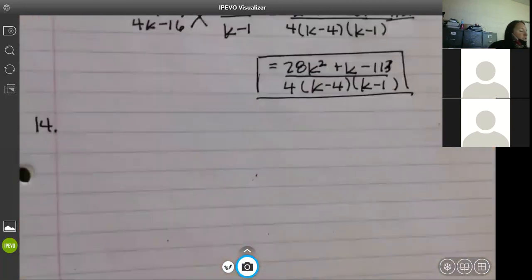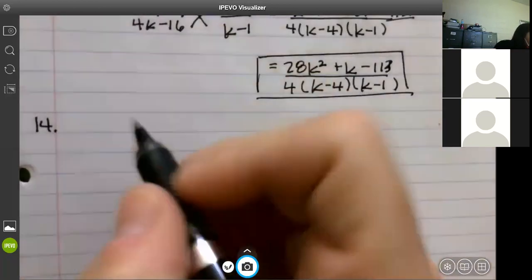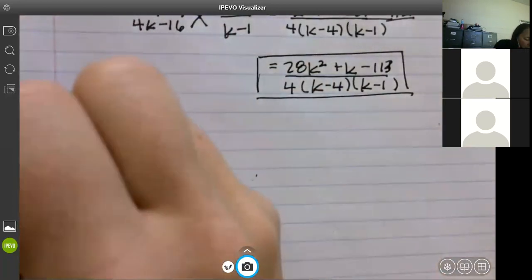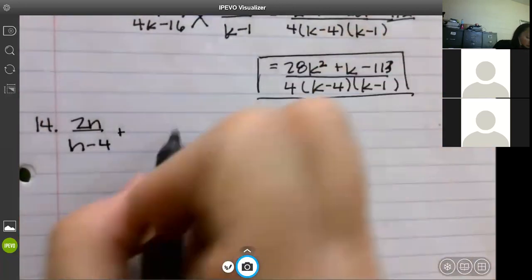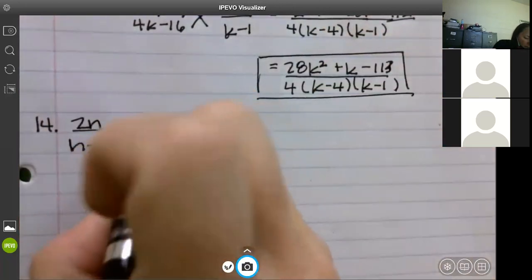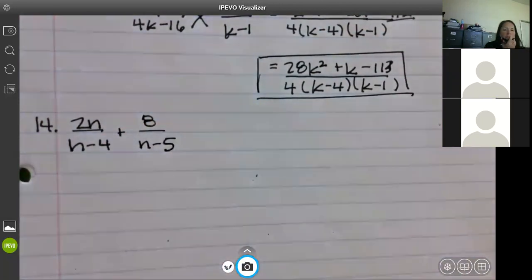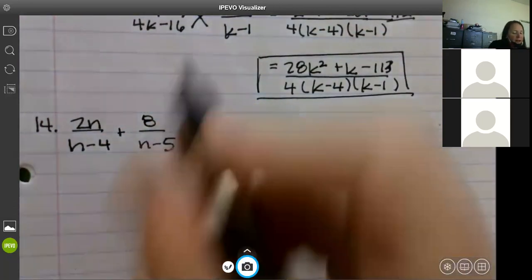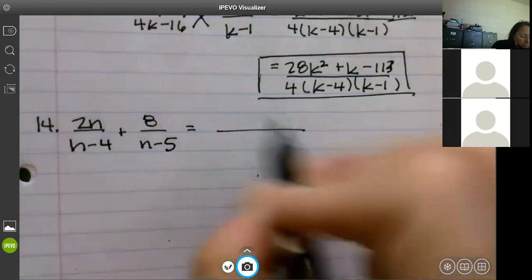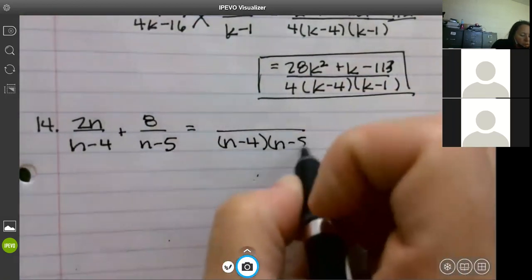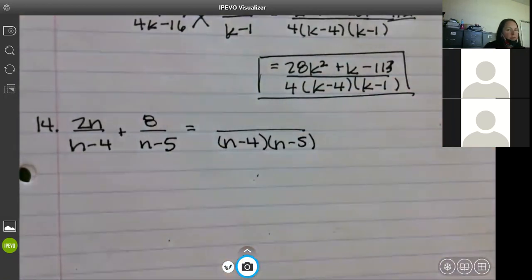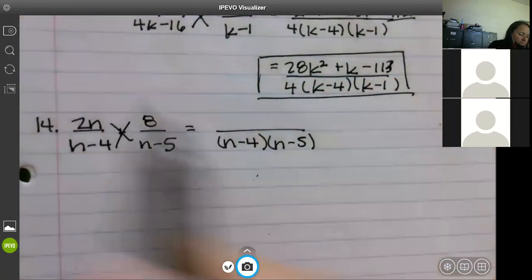All right. 14 and 15, and then we'll stop. 14 is (2n minus 4) plus 8 over n minus 5. What's my common denominator? It doesn't matter which way you write them or which way they put them in the answer. Either way is fine. Cross multiply.